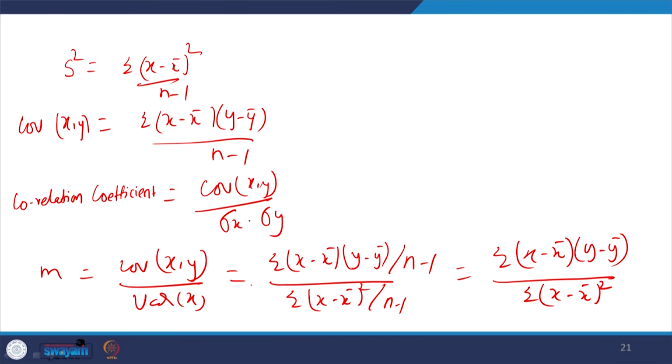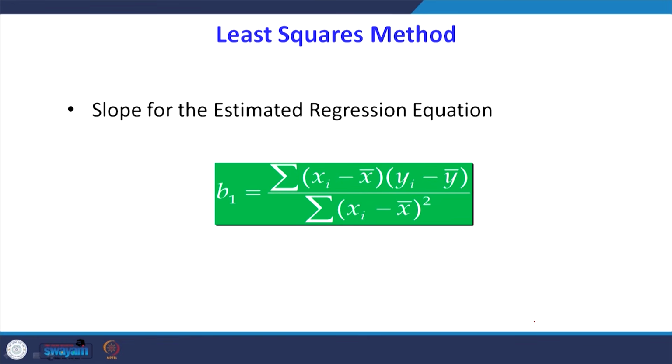You see the covariance is sigma of (x minus x bar) into (y minus y bar) divided by n minus 1, assuming the same degrees of freedom. The denominator is sigma of (x minus x bar) whole square by n minus 1. So this n minus 1 gets cancelled. The formula for slope is sigma of (x minus x bar) into (y minus y bar) divided by sigma of (x minus x bar) whole square. That is how we got this formula B1. So it is an easy way to remember: the formula for the slope is nothing but covariance by variance.